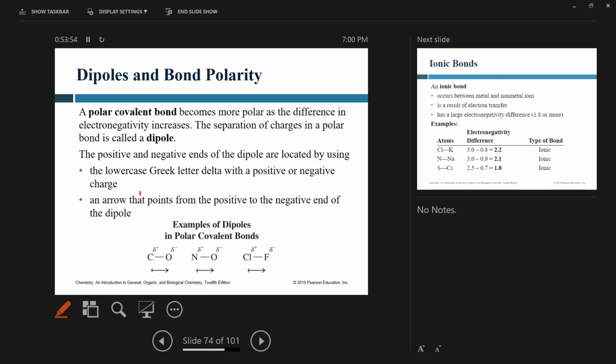So, as a polar bond becomes more and more polar as the difference goes up, it may form a dipole. Now, what does that mean? Dipole. Let's break it down. Di means two. Pole means pole, just pole. Like you have one pole and another pole, north pole and south pole, right?